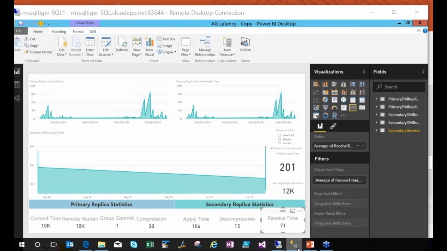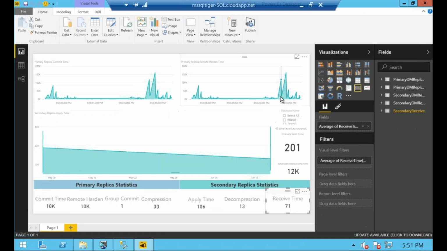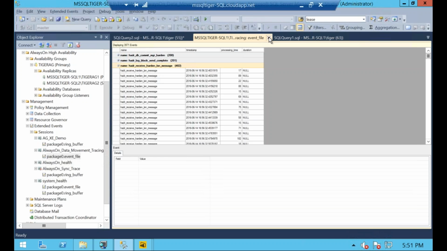We have also added Perfmon events. So let's go look at those.